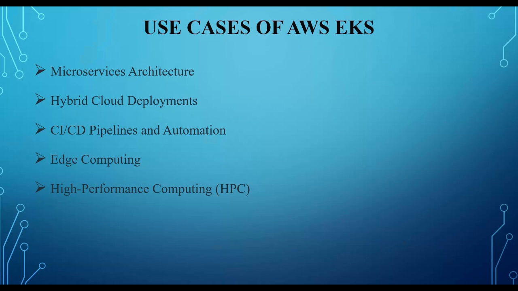Next is CI/CD pipelines and automation. CI/CD workflows can spin up multiple EKS clusters to test changes at scale, ensuring code quality before going to production, and can automate the deployment of new application versions using the CI/CD pipeline. The next is edge computing. EKS can help run applications at the edge, where data is processed closer to where it is generated. This reduces latency and increases real-time decision making capabilities.